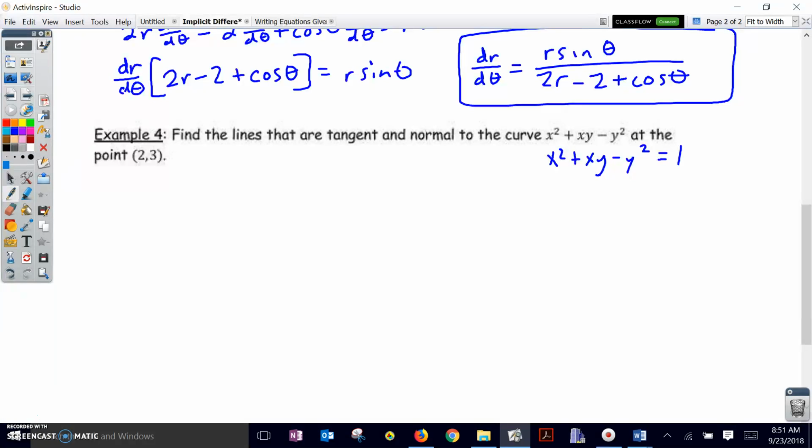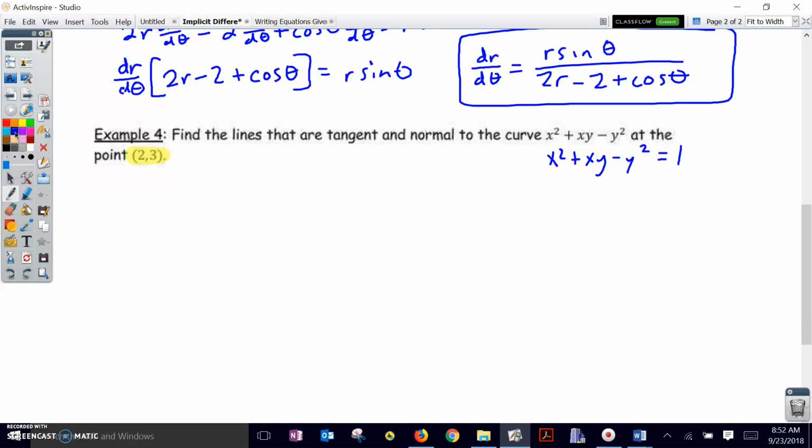Now if you think back to writing tangent and normal lines, we need two things to do that. We need a point and a slope. Well, we already have the point. So what we need now is the slope for these lines. And to find the slope for the tangent line, we need dy dx.